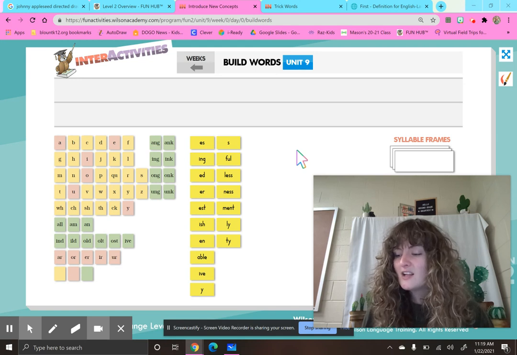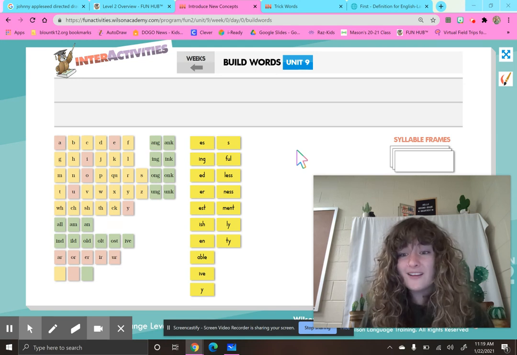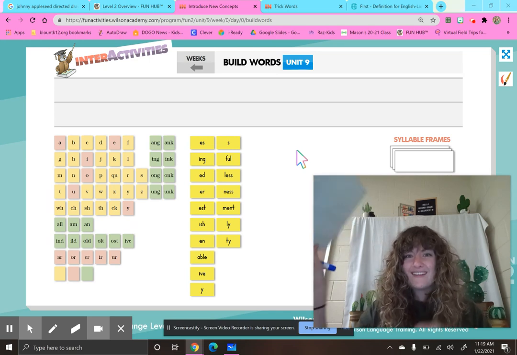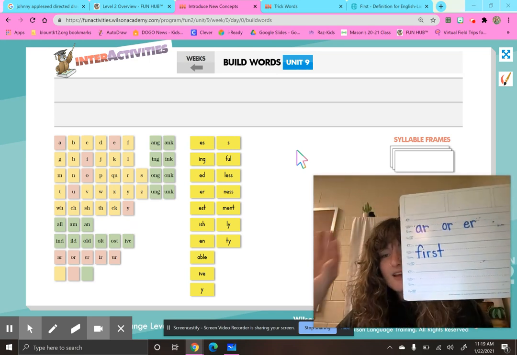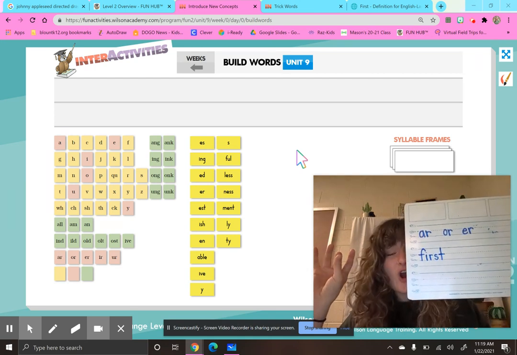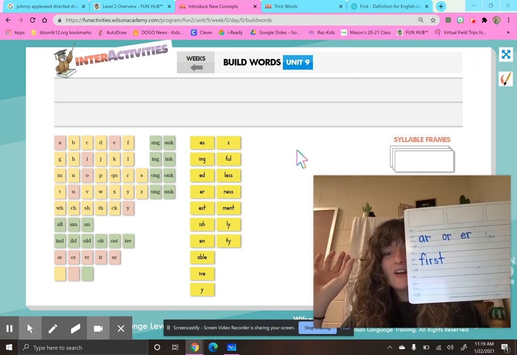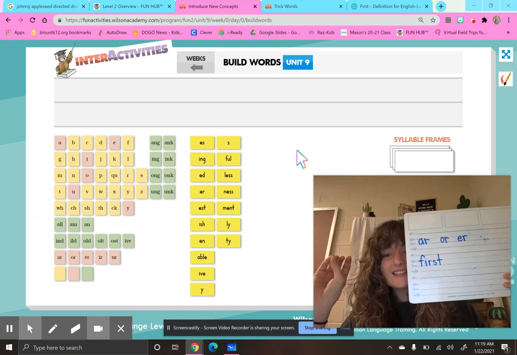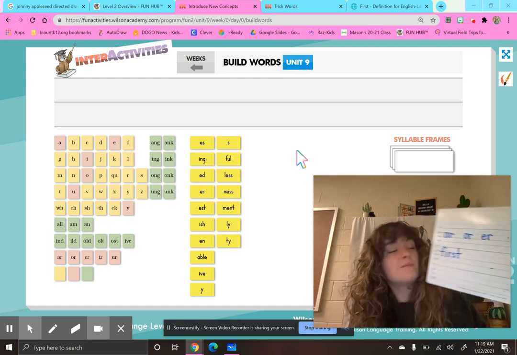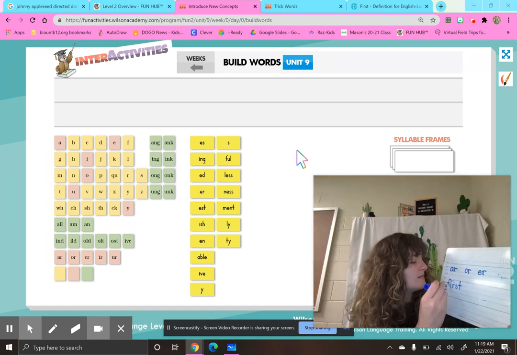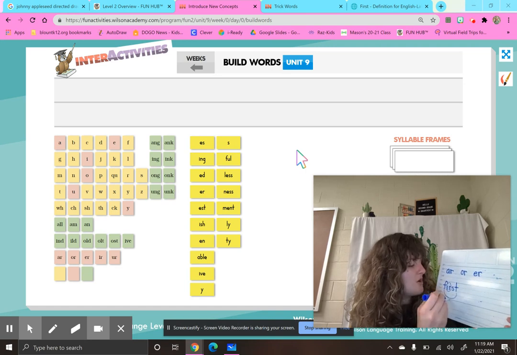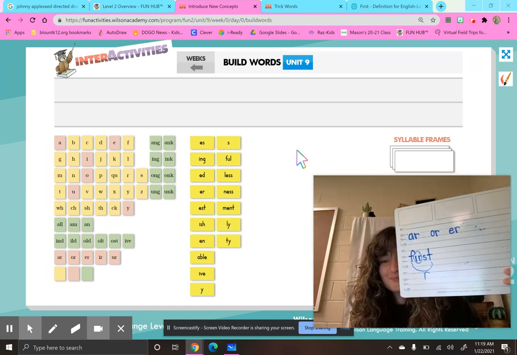First. Look at your R-controlled vowel. Okay, here we go. First. F-I-R-S-T. First. The I-R says /ur/ and it's an R-controlled vowel syllable.